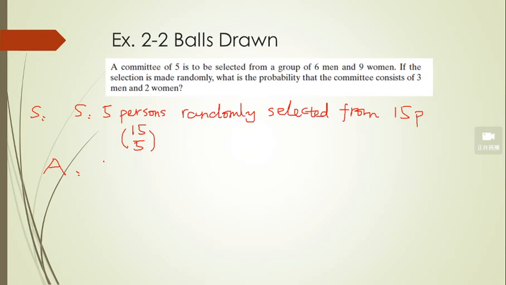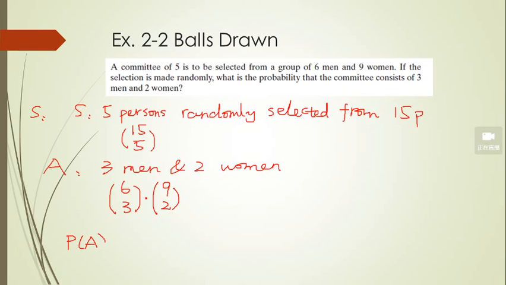So here we choose 3 men and 2 women. This is still like choosing balls. You are going to choose those 5 persons in 2 steps. First, you choose 3 men out of 6. That is the first step. Then you choose 2 women out of 9, right? Out of 9. So the probability of event A.